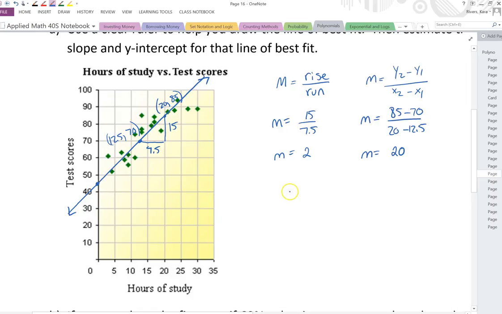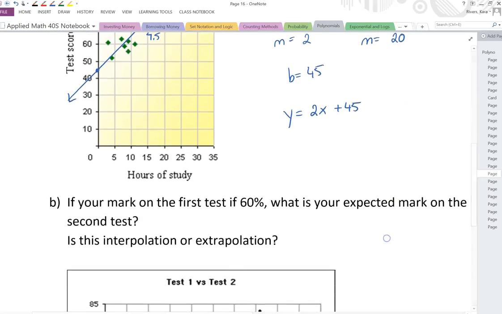So my equation becomes, so that's b equals 45, my equation becomes y equals 2x plus 45. Now, if you do this and your answer's off by a bit, that's okay. That's part of drawing a line of best fit through there. It is an approximation, right? All right, let's take a look at B.